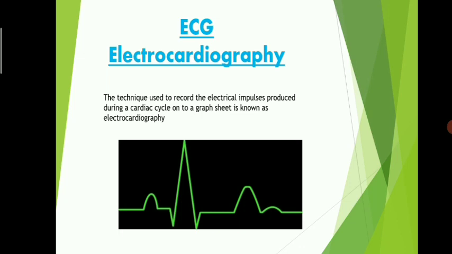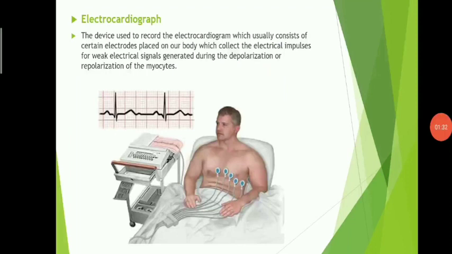So we have a technique that records these electrical impulses onto a graph sheet. This technique of recording the electrical impulses or signals produced during a cardiac cycle onto a graph sheet is known as electrocardiography. To record an electrocardiogram, we use a device known as the electrocardiograph. Yes, the device is called electrocardiograph. This device usually has various electrodes, and the function of these electrodes is to pick up those weak electrical signals and then plot them onto a graph sheet.